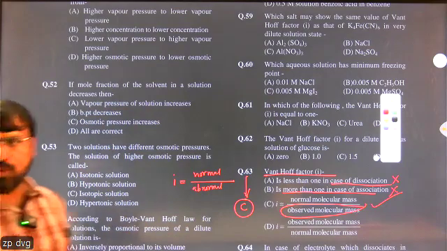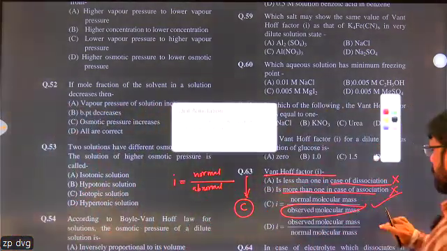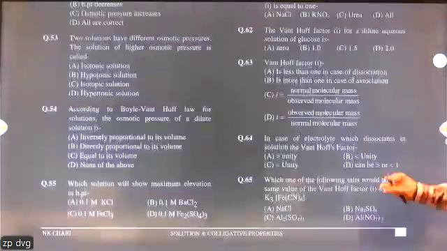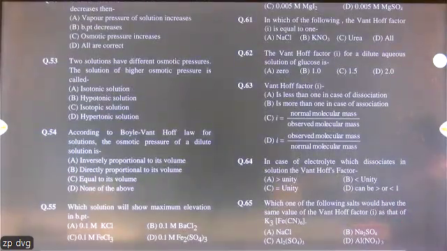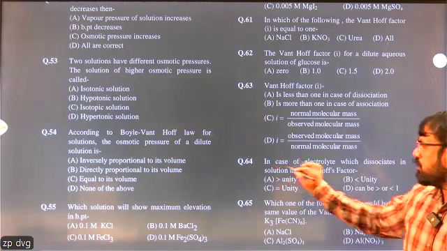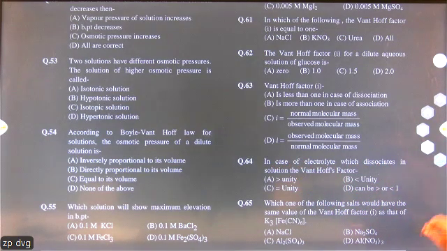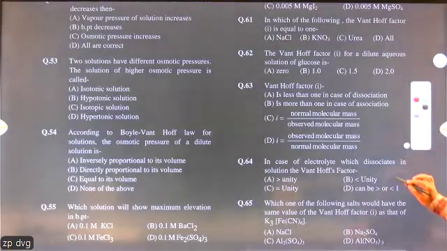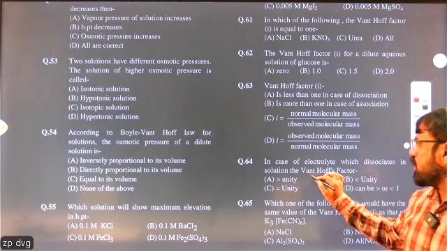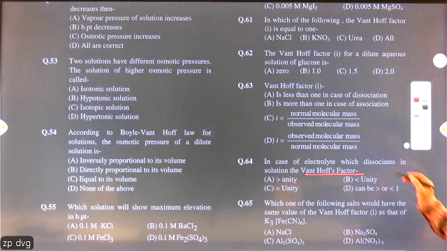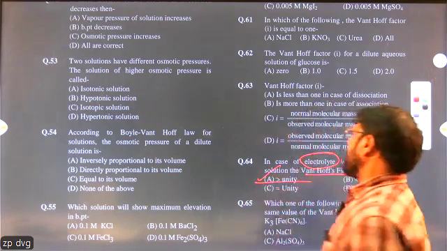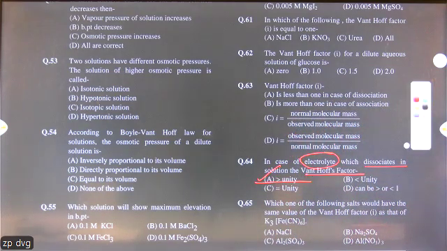Next question, question number 64. In case of an electrolyte which dissociates in the solution, the Van't Hoff factor is equal to what? Since the electrolyte is dissociating in the solution, the Van't Hoff factor is always greater than 1. Option A is the correct answer for this question.